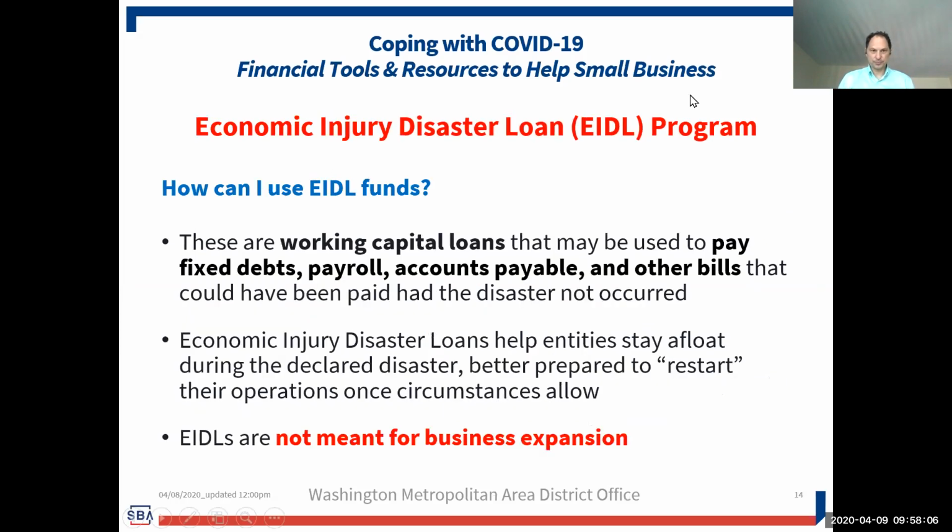Now, how can you use these EIDL funds? They're for working capital. They can be used to pay fixed debts, payroll. Notice, this existed before the PPP. Accounts payable and other bills that could have been paid had the disaster not occurred. The loan is supposed to help you stay afloat, stay solvent, and be better prepared to restart operations quickly. They're not for business expansion. They're not for buying plant and equipment that you planned on buying this year. They're not to replace profits. It's to pay these bills.